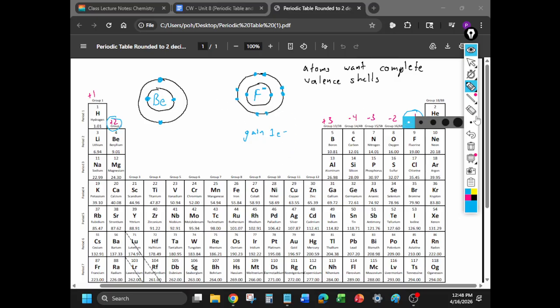All right, so that is what happens. If you want to make a note on your paper somewhere, these elements right here want to become anions. They become anions by gaining electrons.